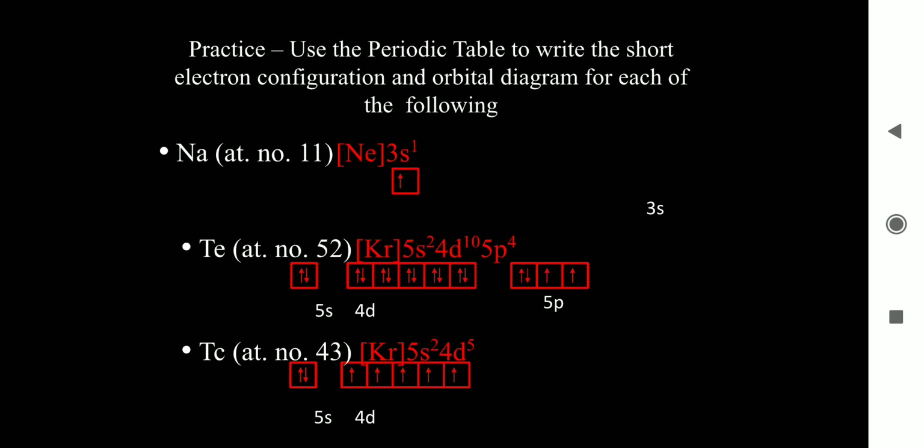Answers. Sodium's atomic number is 11, so its electron configuration is neon 3s1. Tellurium's atomic number is 52, so its electron configuration is krypton 5s2 4d10 5p4. Technetium, atomic number 43, its electron configuration will be krypton 5s2 4d5.